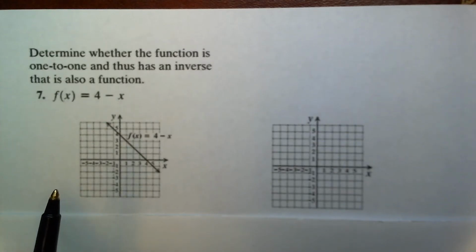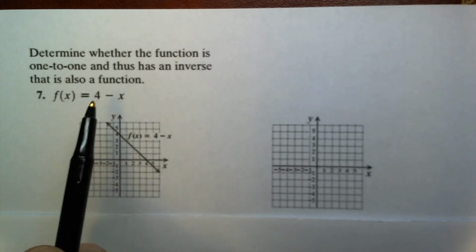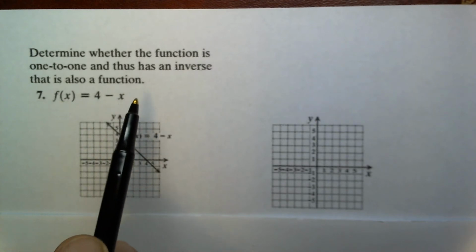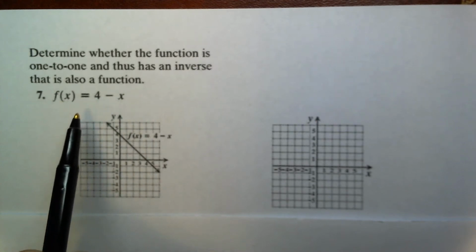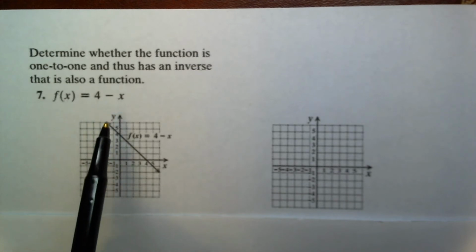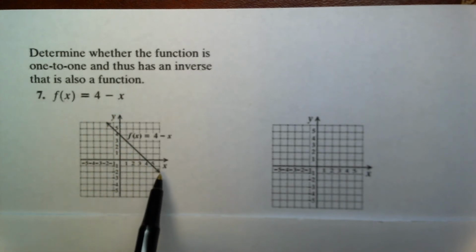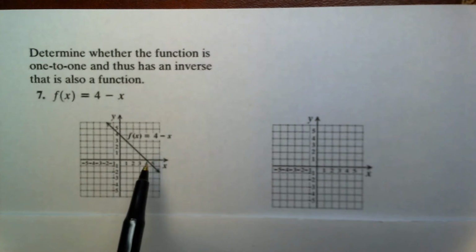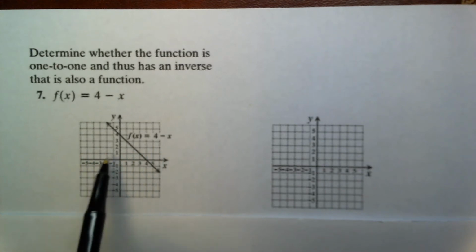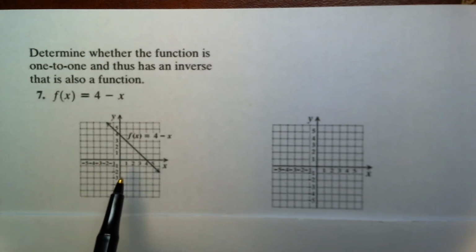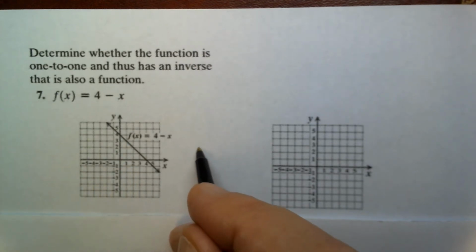The next few exercises are about determining whether the function is one-to-one and therefore has an inverse that is also a function. So f of x equals 4 minus x, and here's a graph of f of x equals 4 minus x, and it passes the horizontal line test, so therefore it has an inverse, and that inverse is also a function. So in other words, yes.